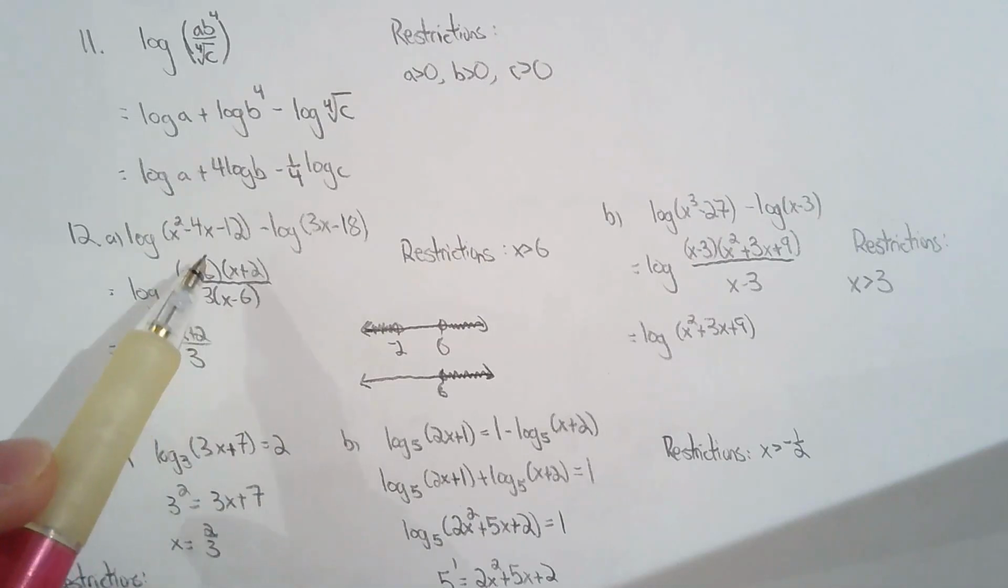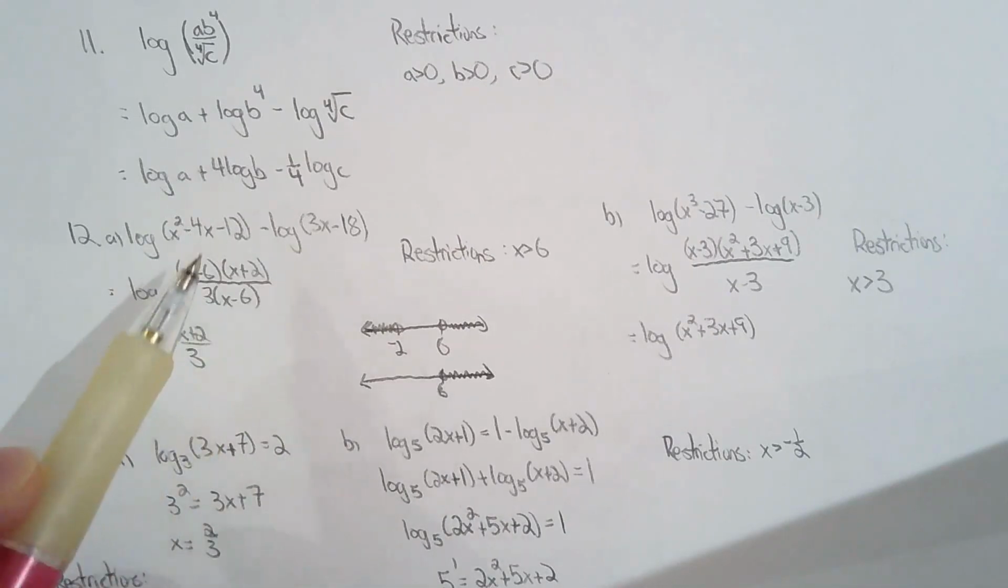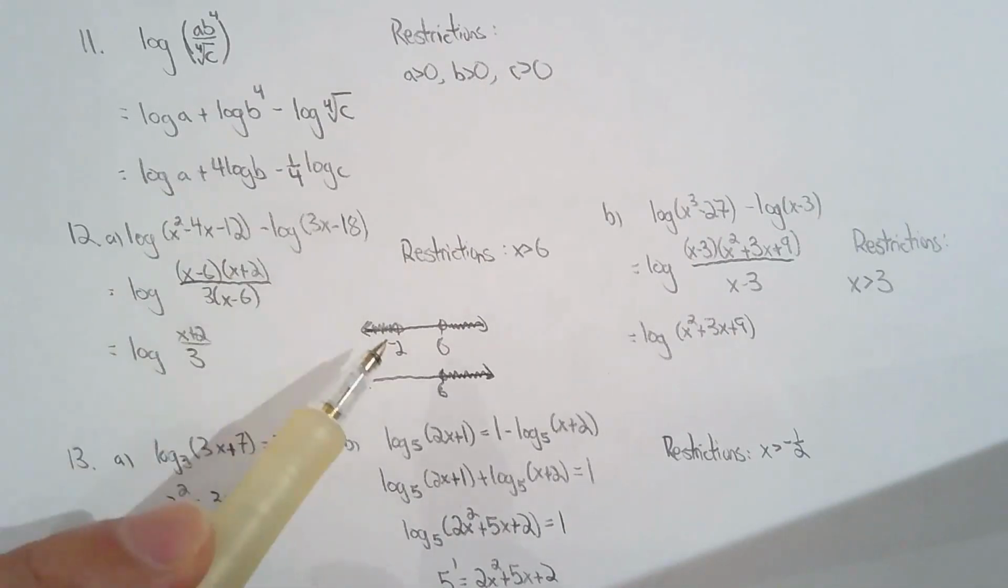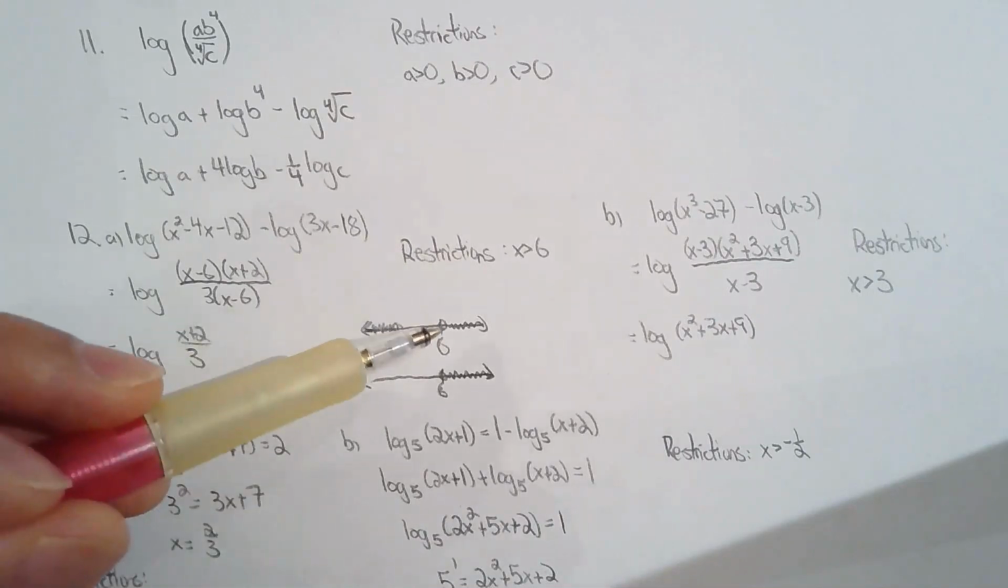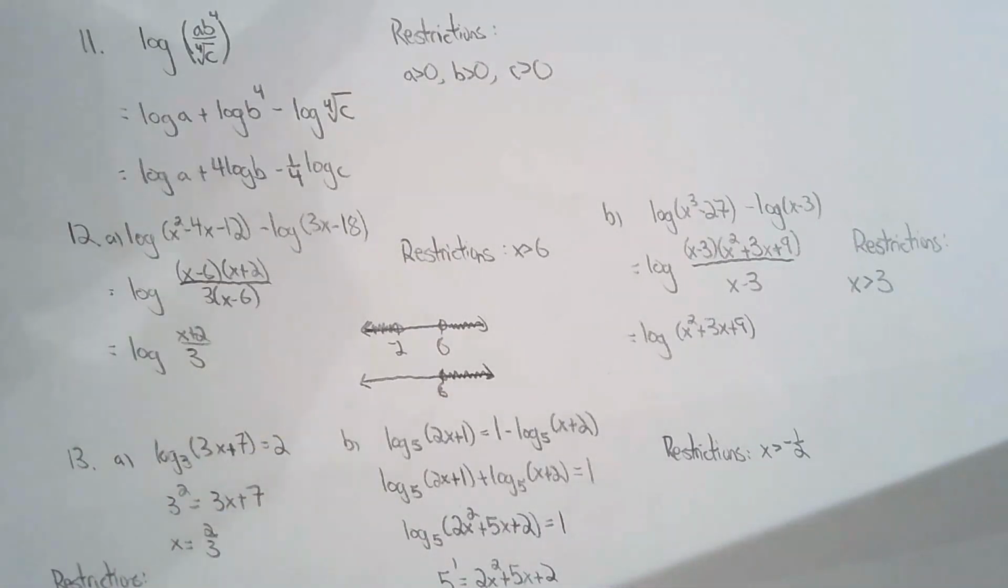So I need to find out when both of these arguments are simultaneously positive. So I look at the two number lines and I look when are they both highlighted. And in this case, it's when x is greater than 6. So that's my restriction on this expression. For B, the restriction is when x is greater than 3.